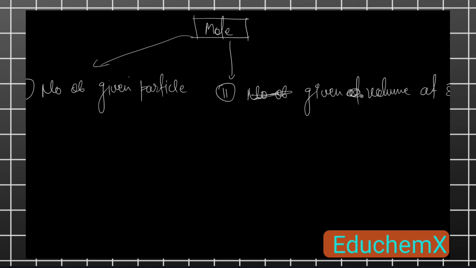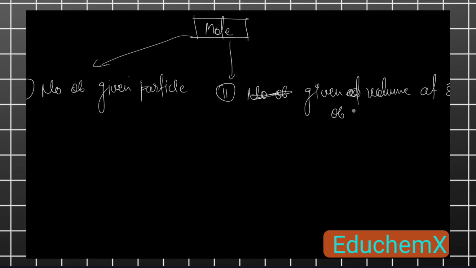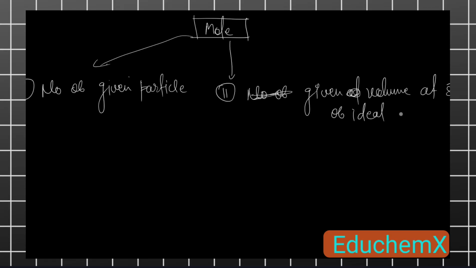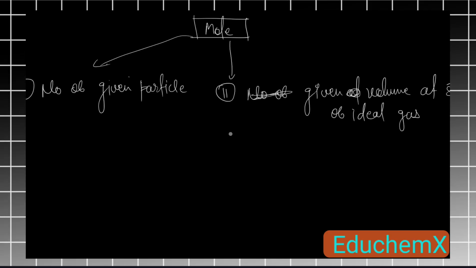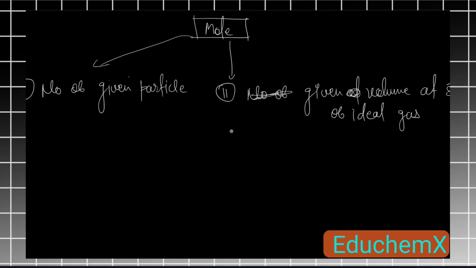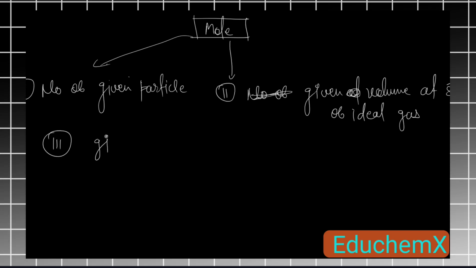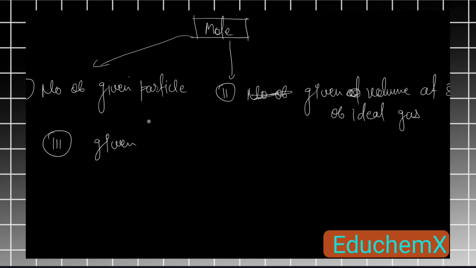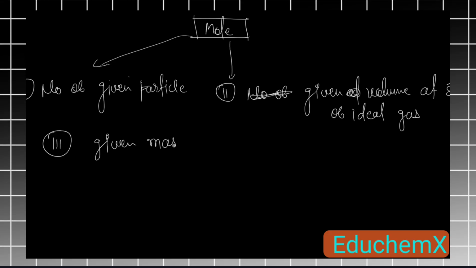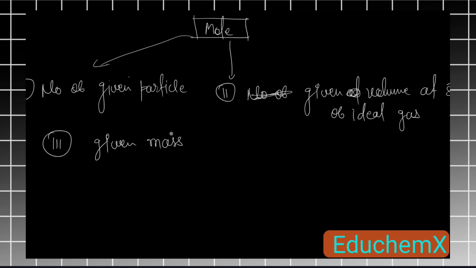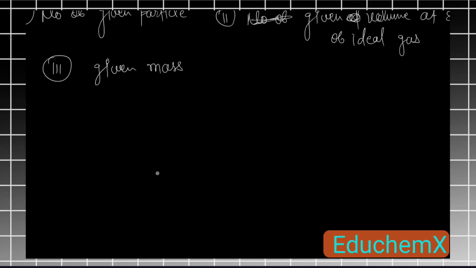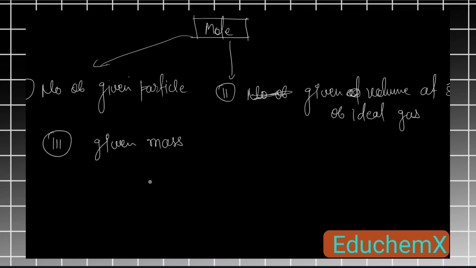Given volume at STP of an ideal gas. Generally the word ideal gas is missed by some people, but we should take it as an ideal gas. And the third method is what? Through the given mass. The third method, you can find the number of moles by the given mass of any molecule, atom or compound, whatever you know. So these are the three basic methods we are using to find the number of moles.